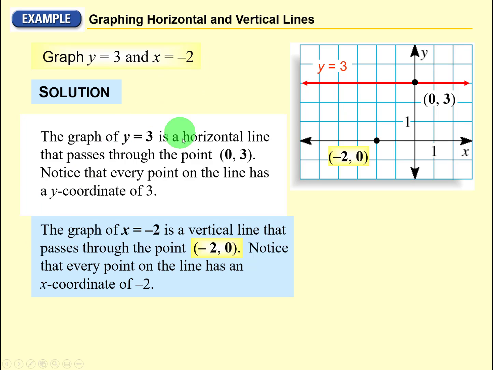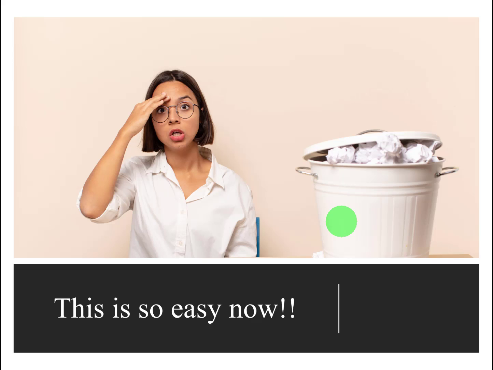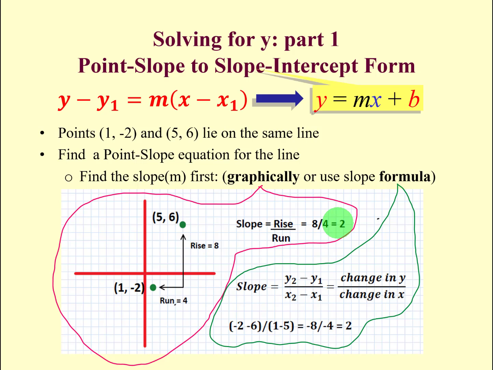Finally, when we have x equals -2, that's going to give you a vertical line. Notice that every point on this line has an x coordinate of -2. So please try to remember this when you see those. Man, this is so easy now. Hopefully that's what you're saying.